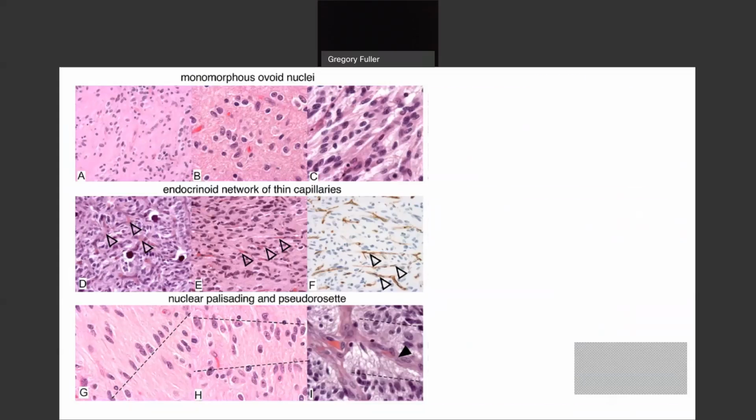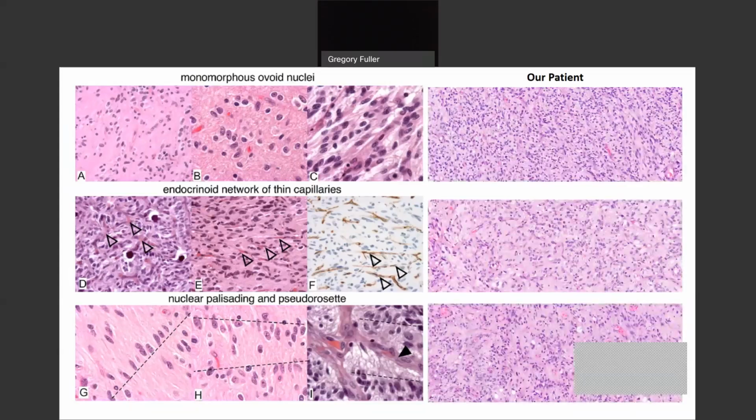Let's look at our patient. Top panel: yes, we had the oligo look. It's oligoid. It's not screaming classic oligodendroglioma. If it was, we would not be talking about this entity, right? But it's close enough that your brain thinks maybe oligo, maybe oligo. And with the endocrinoid network, yes, absolutely, that is there. And the perivascular pseudorosettes for sure. But those nuclei are definitely, again, not oligodendroglioma. But that is the pattern.